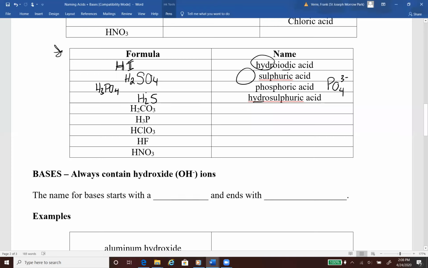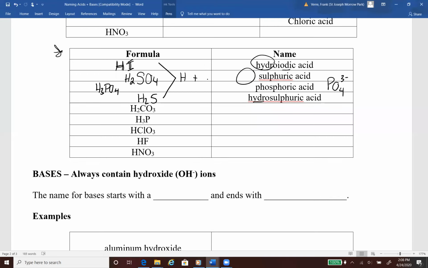Hydrosulfuric acid, H2S. So remember, your binary acids are the ones that just have hydrogen and one negatively charged element in it, you can see, right? Whether it be iodine or sulfur, in this case.